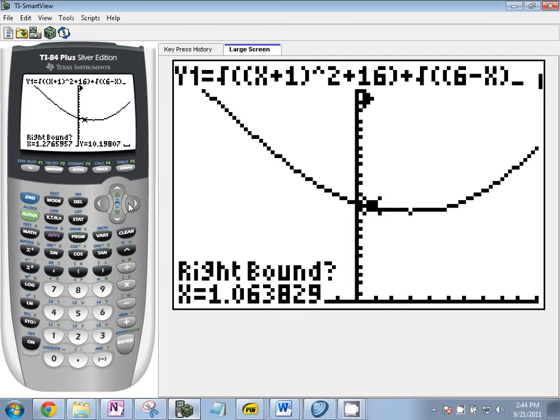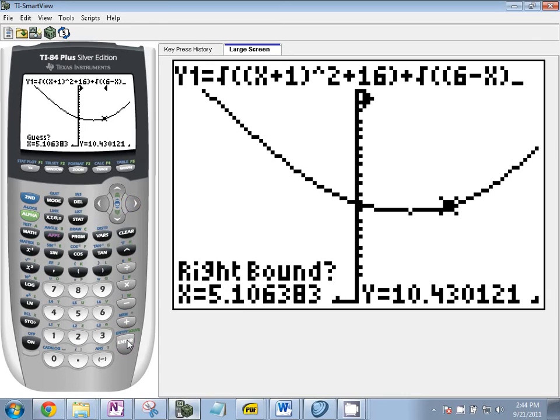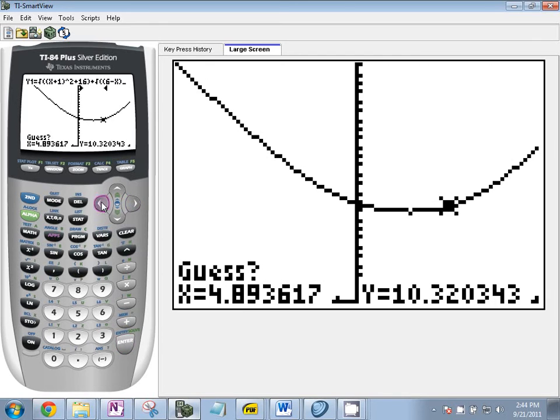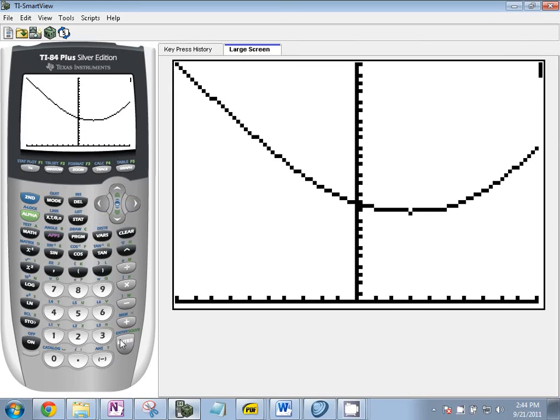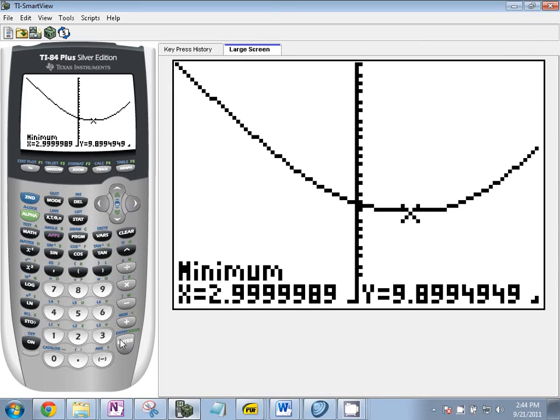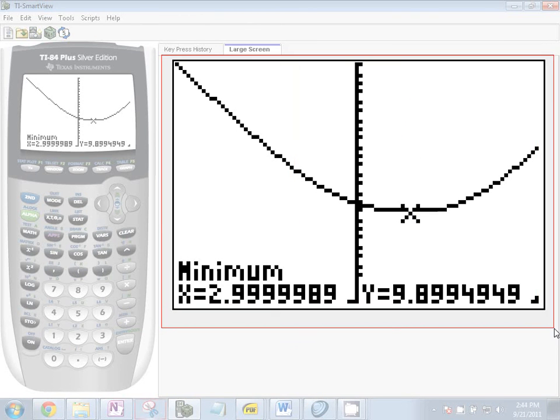It's asking for something to the left of the minimum, and then you hit enter. And then what's it ask you for? To the right of it, and you hit enter. And then what's it ask you for? A guess. I'm going to guess right about here and go enter. It thinks for a second and goes, boom. Look at that. What does this tell us?